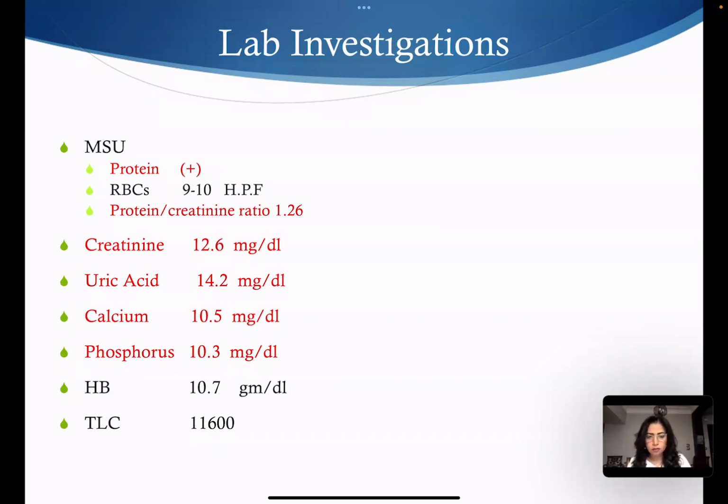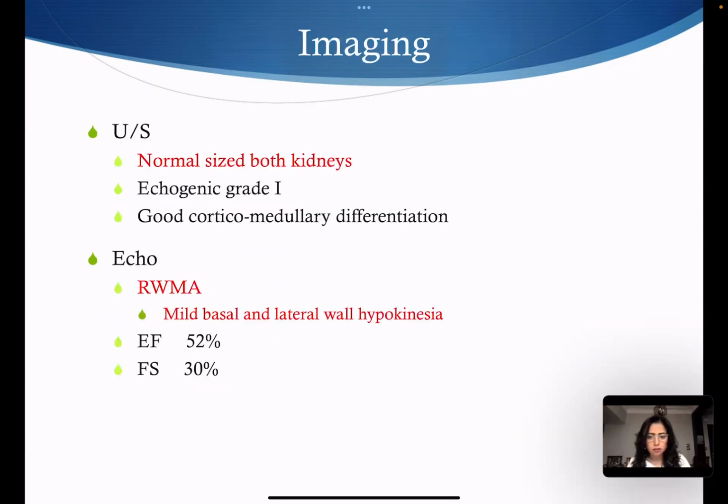Of course, a high uric acid is suspicious for something, but it can be simple secondary hyperuricemia. The patient is not so much anemic, and the urine is not very fiery, and even the proteinuria is not massive proteinuria. And this is a very puzzling situation, actually. The ultrasound is the gold standard to try to differentiate acuteness from chronicity. And luckily, this ultrasound was normal, echogenic grade 1, good CMD.